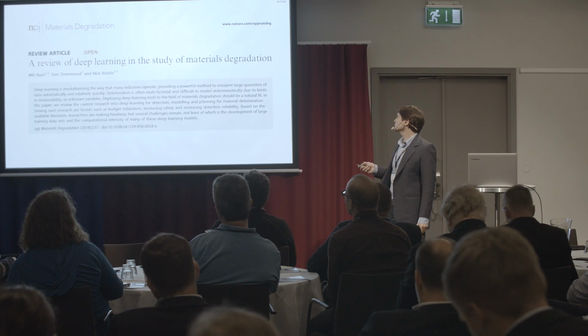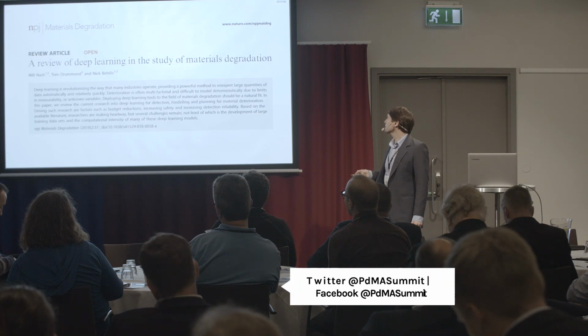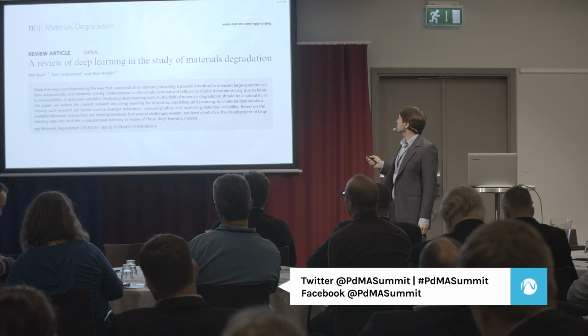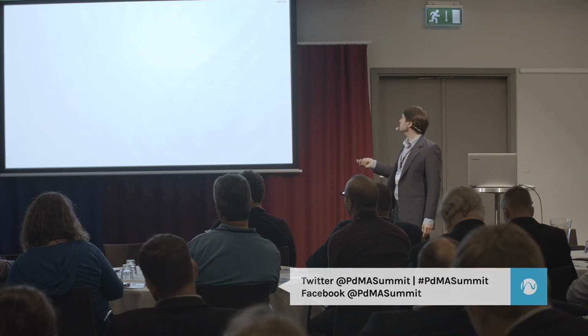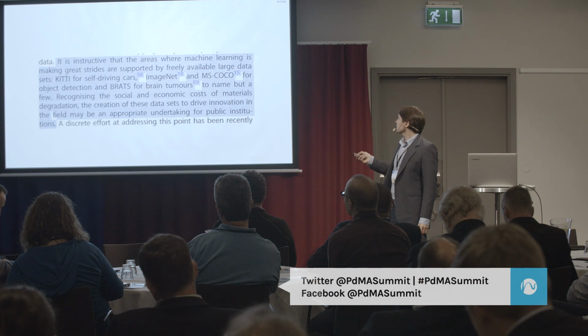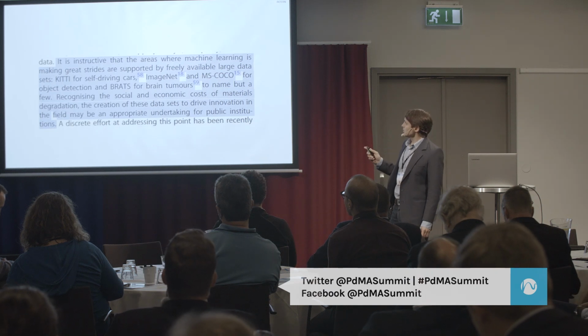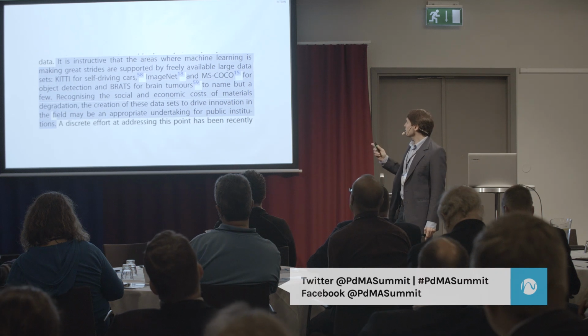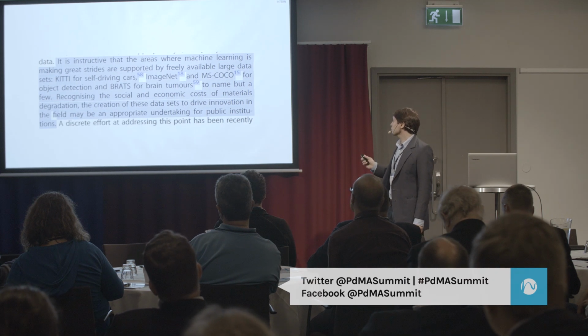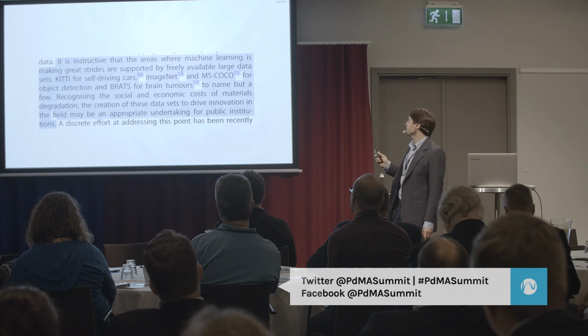by Will Nash, Tom Drummond, and Birbilis. This was published in nature.com. And I just want to mention one thing from here. They write this in section 5: it is instructive that the areas where machine learning is making great strides are supported by freely available large data sets.